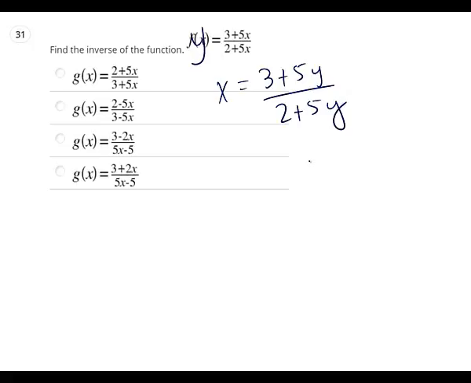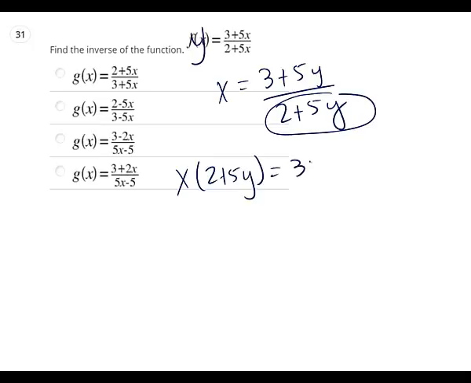Okay? I have to get y by itself now. All right? So we've got a little bit of algebra to get there. I'm going to start by taking this and multiplying it onto the other side. Equals 3 plus 5y. What do you think we should do with that x? Distribute it. So 2x plus 5xy equals 3 plus 5y.